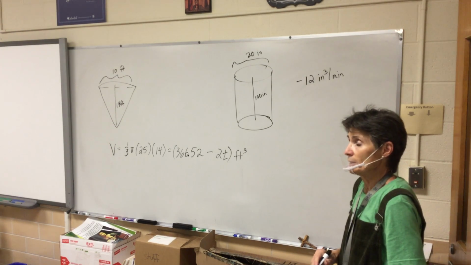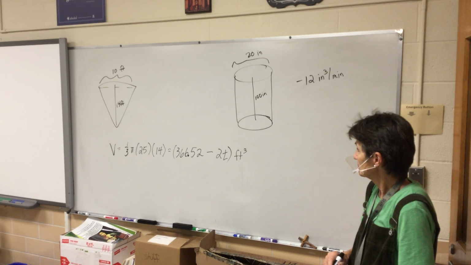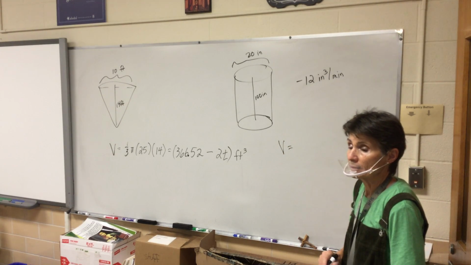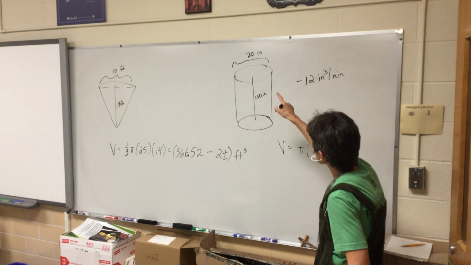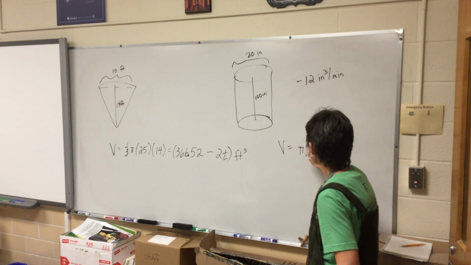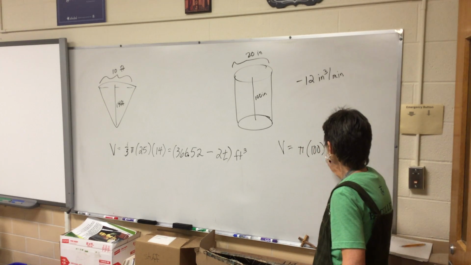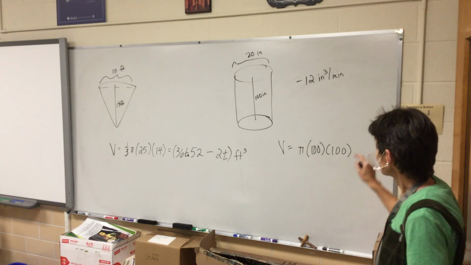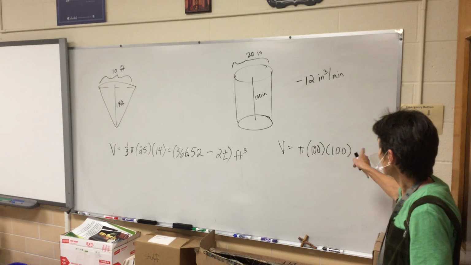So what's my formula for the cylinder? Volume. The full cylinder will be pi r squared. So r is 10, so r squared would be 100. And then the height is also 100. So that's the full tank. Everybody in agreement?